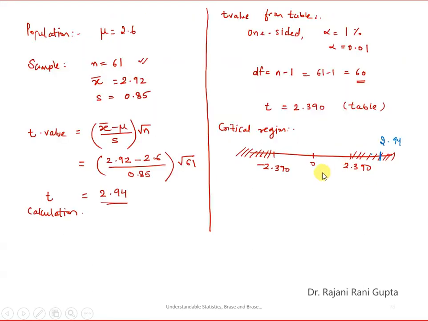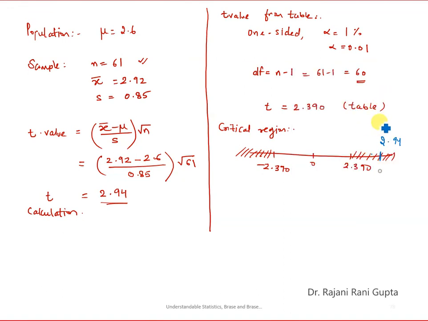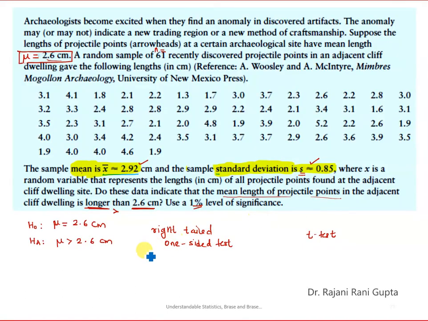This value lies in the critical region, means the region of rejection. So do not accept H naught, the null hypothesis, because our value lies in the critical region. So it means when we are not accepting that mu is 2.6 centimeter, we say that mu is greater than 2.6 centimeter.